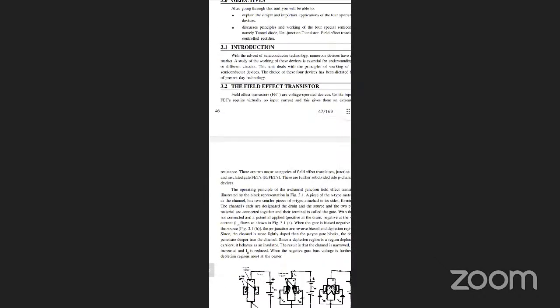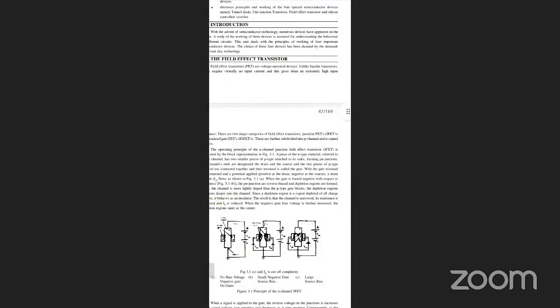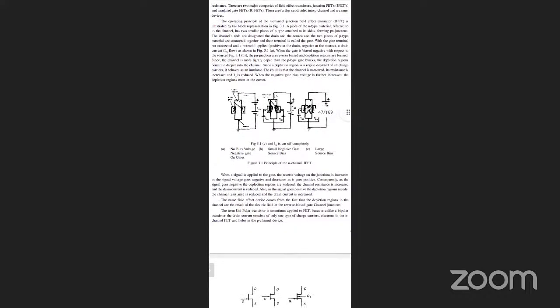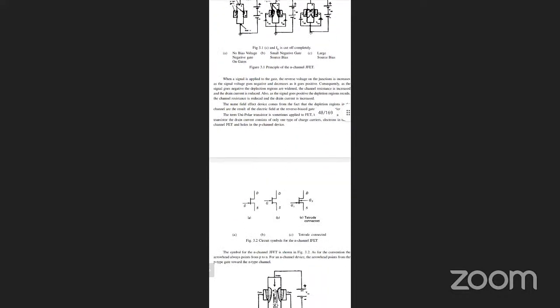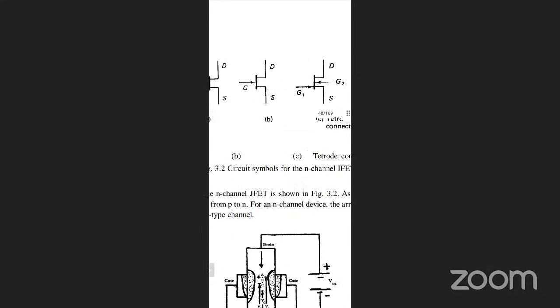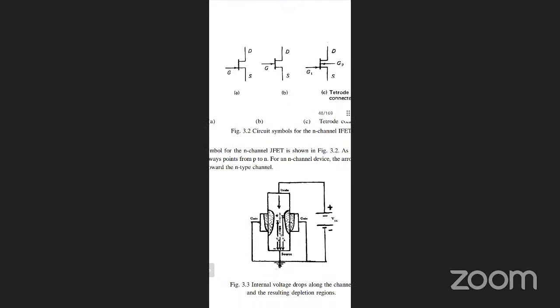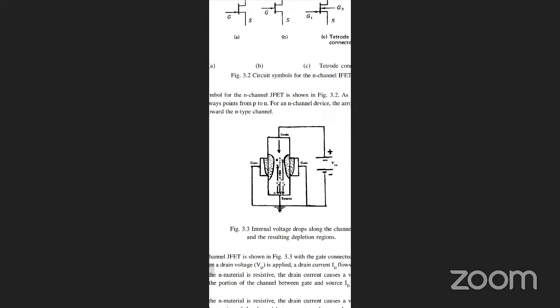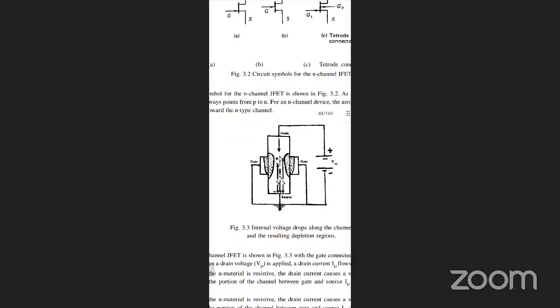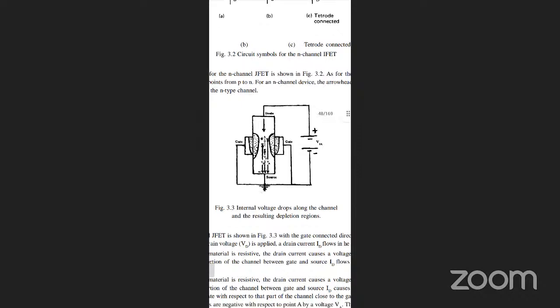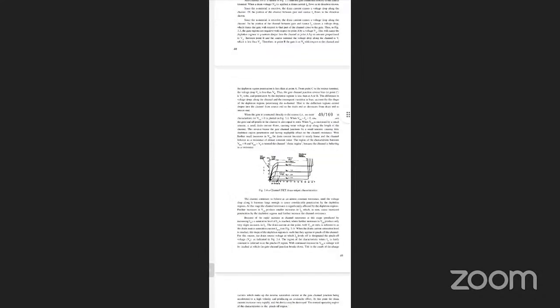Special semiconductor devices: the field effect transistor, FET, which consists of a source, gate, and drain, S, G, D. If you use a P channel or an N channel here, how does the current conduction take place? See here, D means drain, G means gate, S is the source. P channel, N channel, and gate here. Okay, how the internal voltage drops, whether it is a P channel or N channel, P type or N type, and how the depletion regions change as a result. You can easily observe that case.